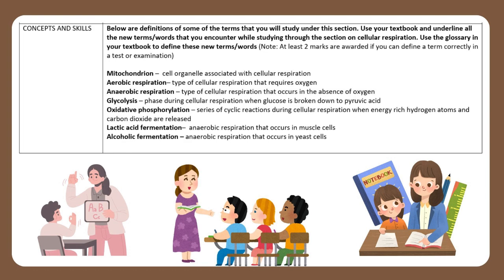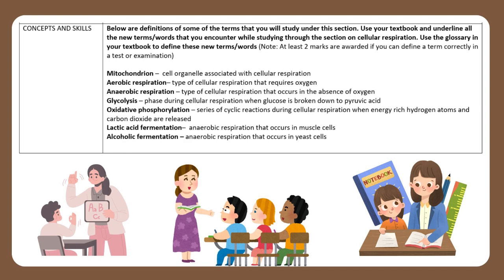Mitochondrion, cell organelle associated with cellular respiration. Aerobic respiration, type of cellular respiration that requires oxygen. Anaerobic respiration, type of cellular respiration that occurs in the absence of oxygen. Glycolysis, phase during cellular respiration when glucose is broken down to pyruvic acid.